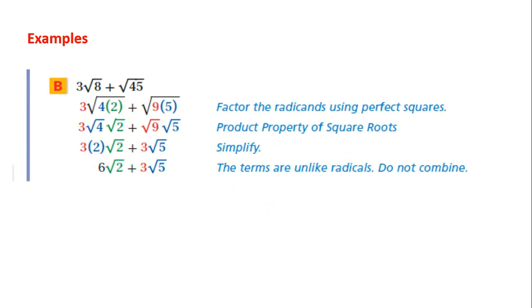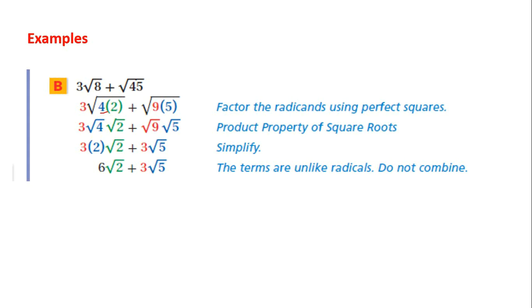Second and last example here. Again, we have 2 radicals. We must simplify them first. We have to find the perfect square in each one of them. 8 again, it contains a perfect square, which is 4. Now 8 is 4 times 2. 45 is 9 times 5.